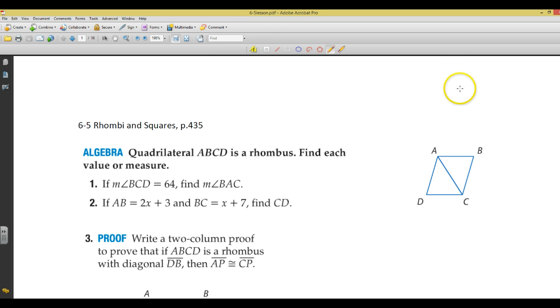So, for a rhombus, the diagonals bisect opposite angle pairs, and as a matter of fact, in a rhombus, it turns out that all 4 of these angles will be congruent. So basically all we have to do is take half of 64, since BCD is this entire angle, and we want to find half of that because the diagonal splits that angle in half. So half of 64 is 32 degrees.